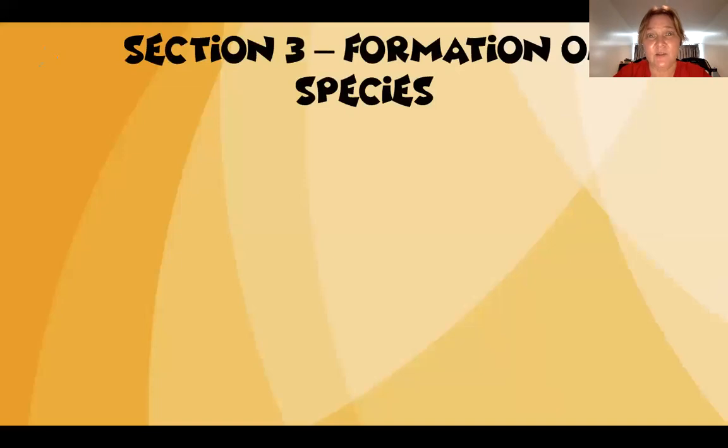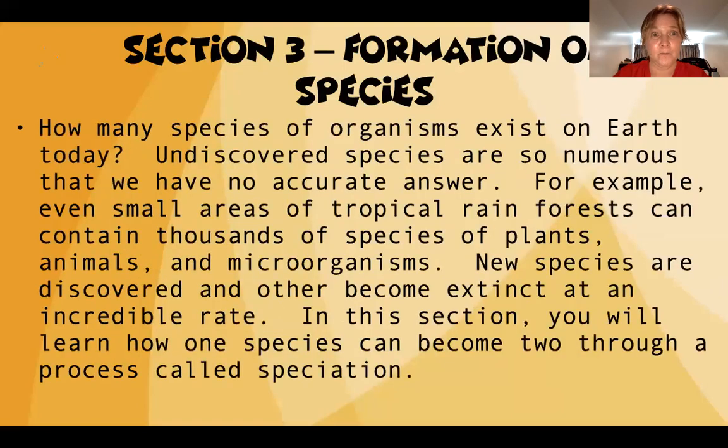This is Chapter 16, Section 3 on the formation of species. How many species of organisms exist on Earth today? Undiscovered species are so numerous that we have no accurate answer. For example, even small areas of tropical rainforest can contain thousands of species of plants, animals, and microorganisms. New species are discovered and others become extinct at an incredible rate.